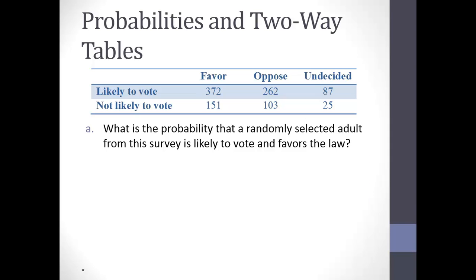All right, anyway, so here's our setup. Before, we asked questions like what percentage of people are such and such, and now we can talk more about probabilities. So this first question: what is the probability that a randomly selected adult from this survey is likely to vote and favors the law? First thing, let's save ourselves some time and set up some notation. Let L equal likely to vote, and let F equal favors the law.